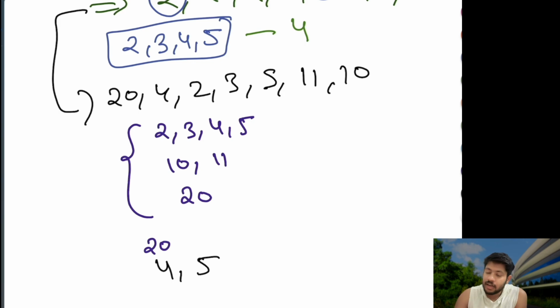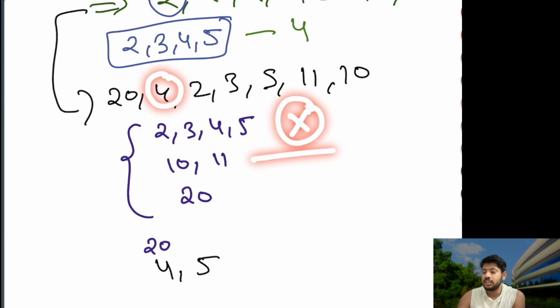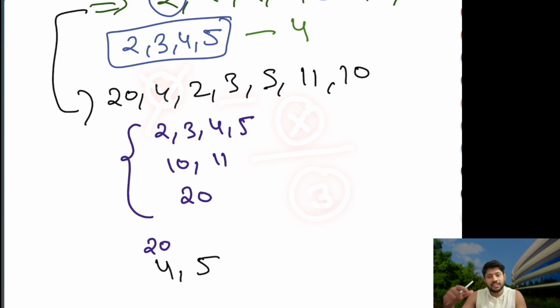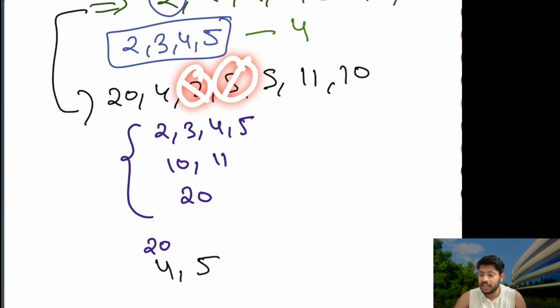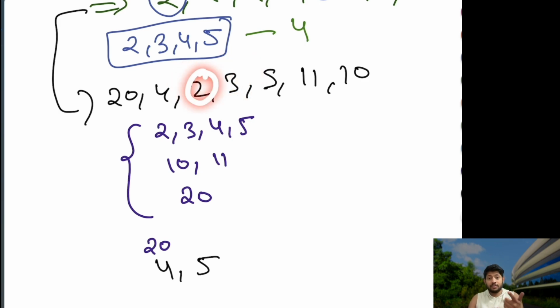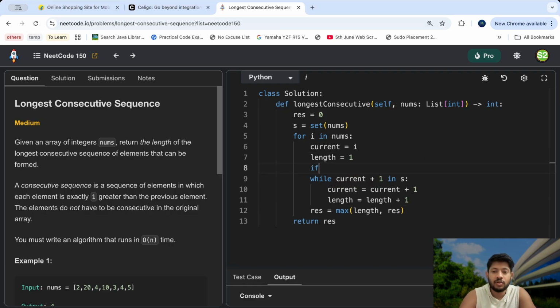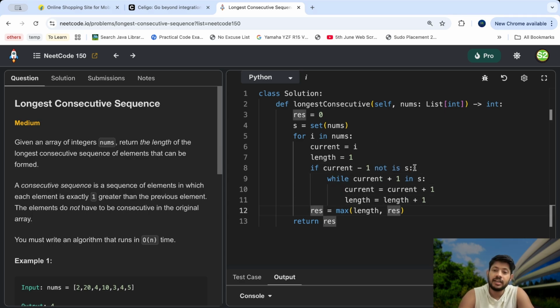But how can you find that? 4 cannot be the starting point of a sequence if I have a 3, right? If I have a 3, 4 cannot be the starting point. Definitely 3 will be. For 3, if we have a 2, 3 cannot be the starting point. For 2, if we have a 1, we don't have, but if we have a 1, then 2 cannot be the starting point. So maybe just adding one more condition, that if current minus 1 not in S, that is, we do not have current minus 1 in my nums, then only we are going to say okay, that can be my starting range. This current number can be my starting number for any sequence.